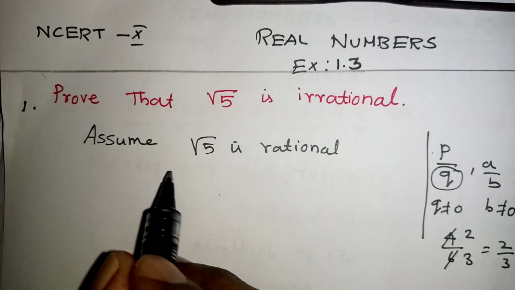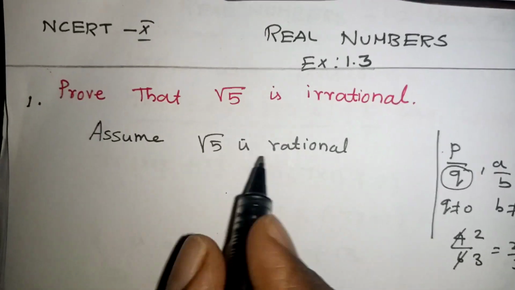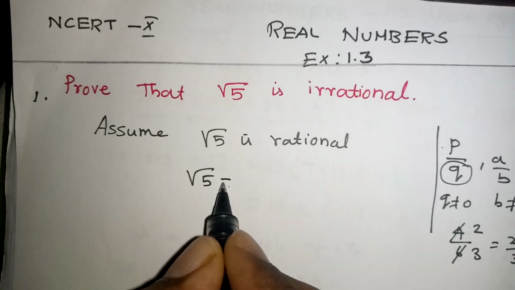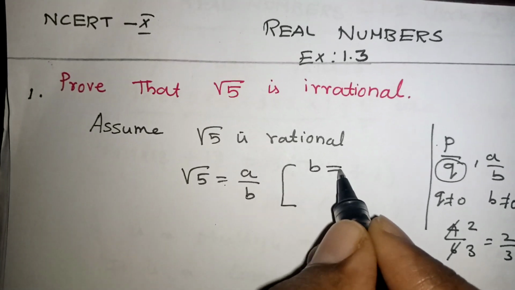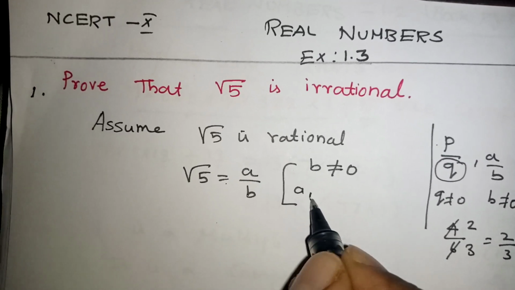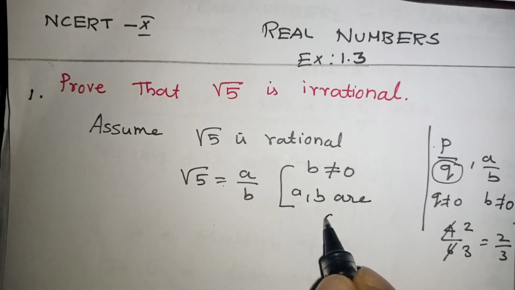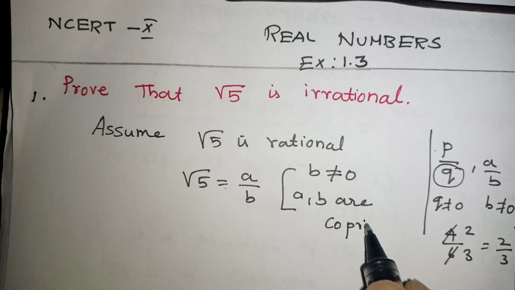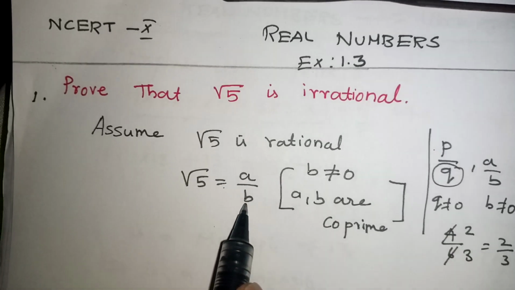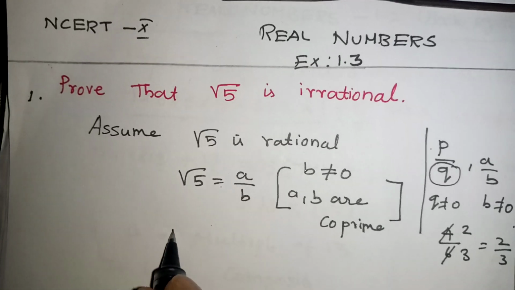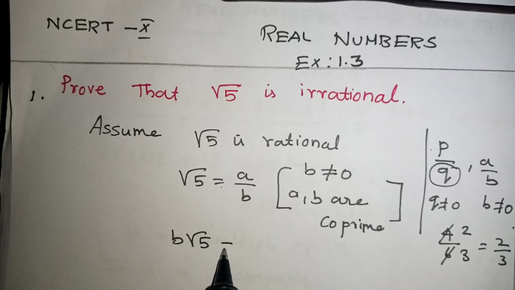So like that we are going to assume that root 5 is a rational number. So root 5 I am going to take as A by B. And one more condition, here B should not be equal to 0, and A and B are co-primes. Why we are writing co-primes? Because they don't have any common factors. That's why we are taking it. Now B is the denominator, you take it to this side. So this is B into root 5 is equal to A.